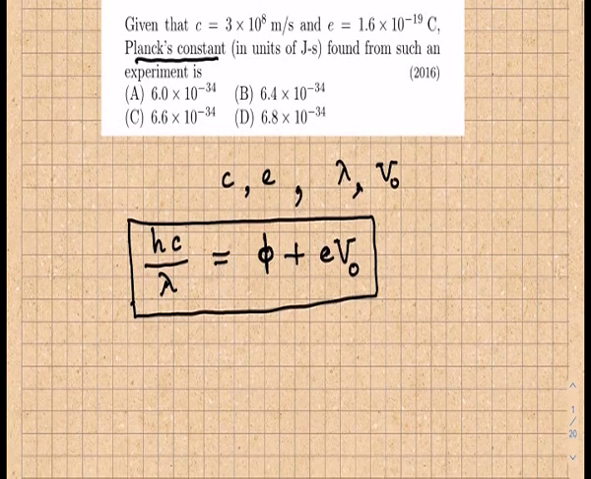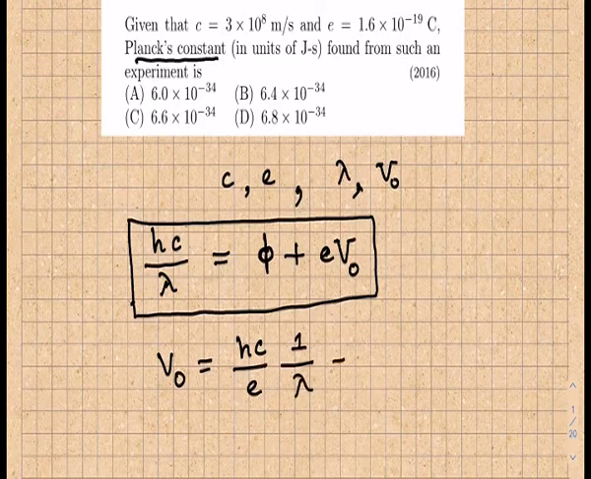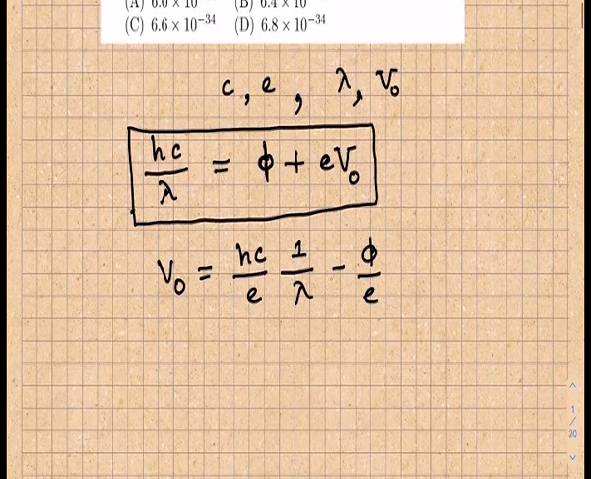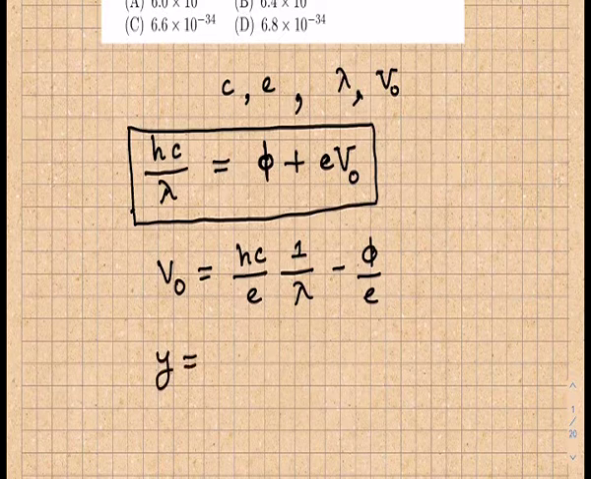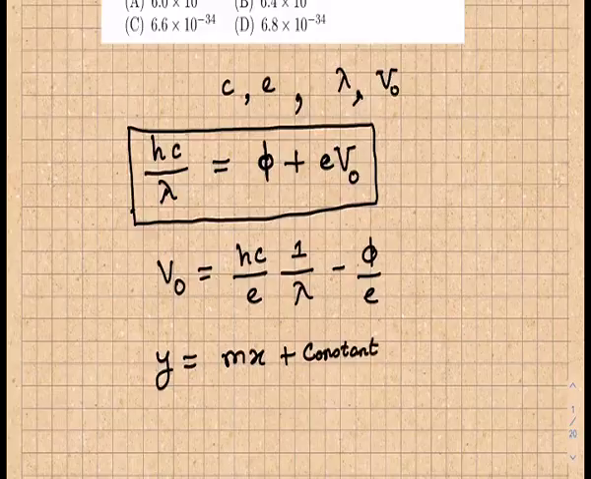Now if I write this formula in this format, V0 is equal to hc by e times 1 by lambda minus phi by e, we can see that this is of the form of y equals mx plus c, where c is this constant. Don't get confused with the symbol c. This is the equation of a straight line.